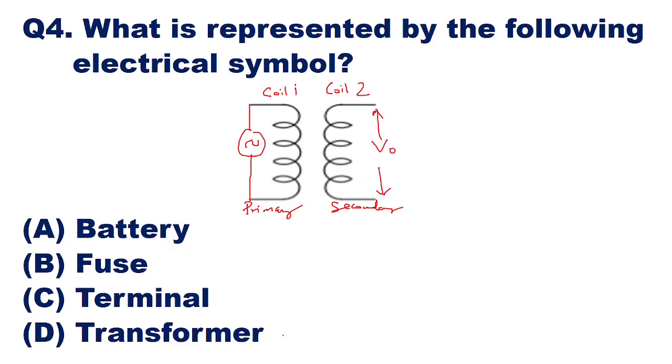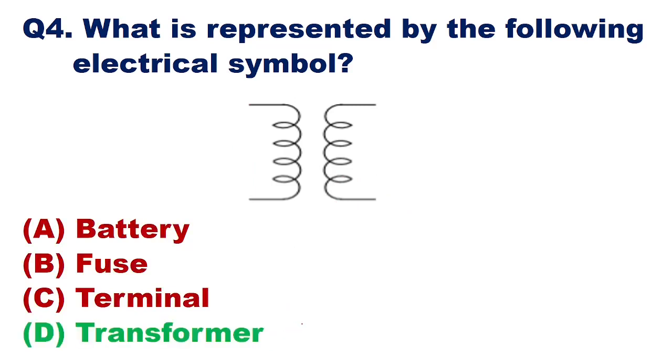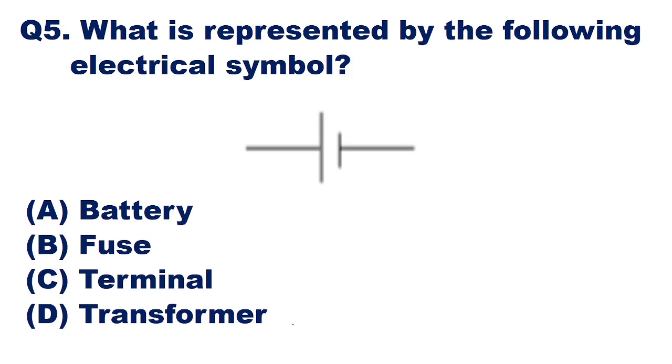So this symbol is of a transformer. So option D is the right answer, that it is a transformer. So here you can see this symbol represents a transformer. So option D is the right answer. Next, we'll go to see the next question.